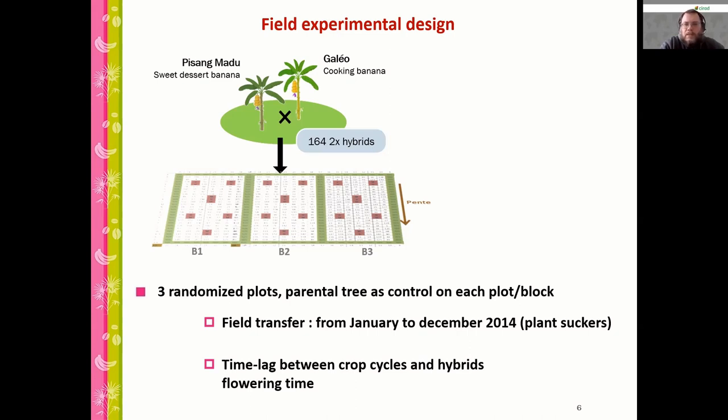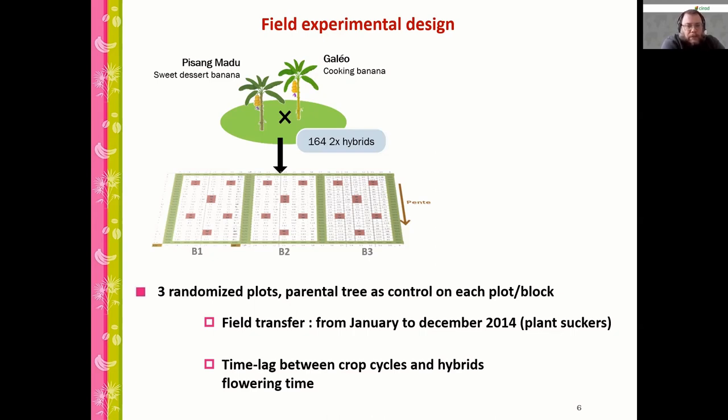We obtained 164 diploid hybrids. We planted them in three randomized plots, and we used parental trees as controls on each plot or block. The field transfer was performed from January to December 2014, just to show you that it's a long-term study. And the plantation of plots 2 and 3 was done using plant suckers from block 1, because it was very difficult to multiply some hybrids in vitro. So we had to use suckers.